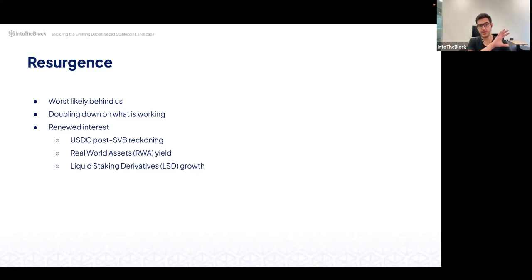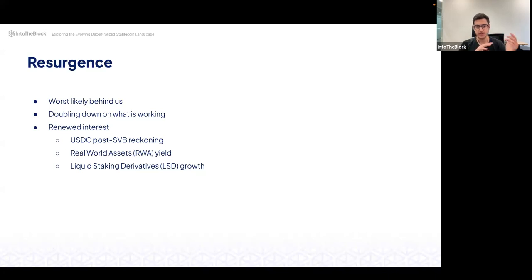So instead, the space has been doubling down on what is actually working. So collateralized debt positions such as DAI and a few other new entrants are making the space grow even more. And they're taking some twists to make things more attractive and also to be able to compete with USDT to gain more market share. So there are a few things that are driving interest in decentralized stablecoins.